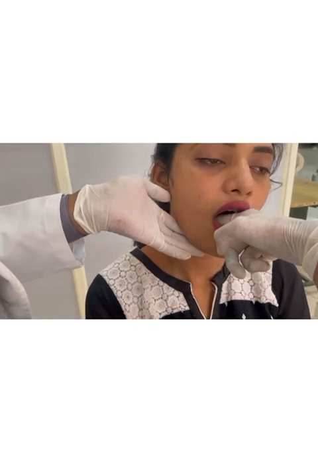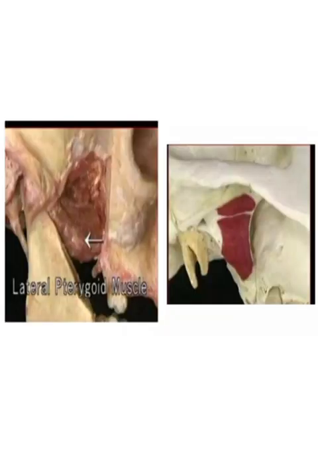on the tuberosity. Lateral pterygoid origin, it originates in two parts: superior head from the greater wing of sphenoid, inferior head from the lateral surface of the pterygoid plate. Insertion, neck of the condyle and articular disc of the TMJ.